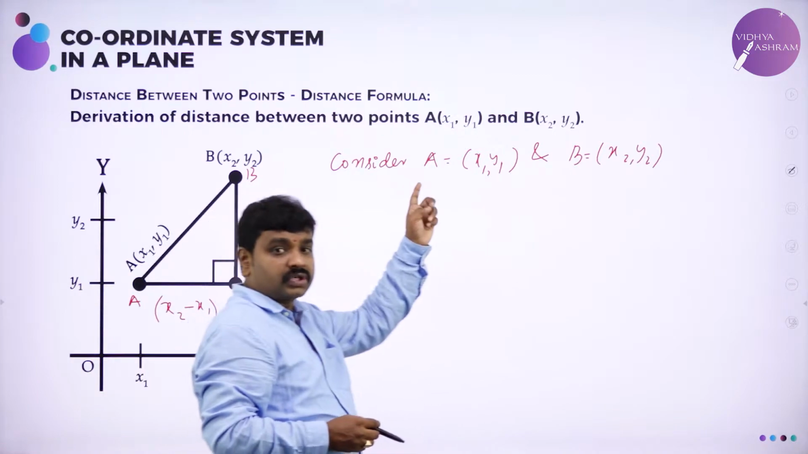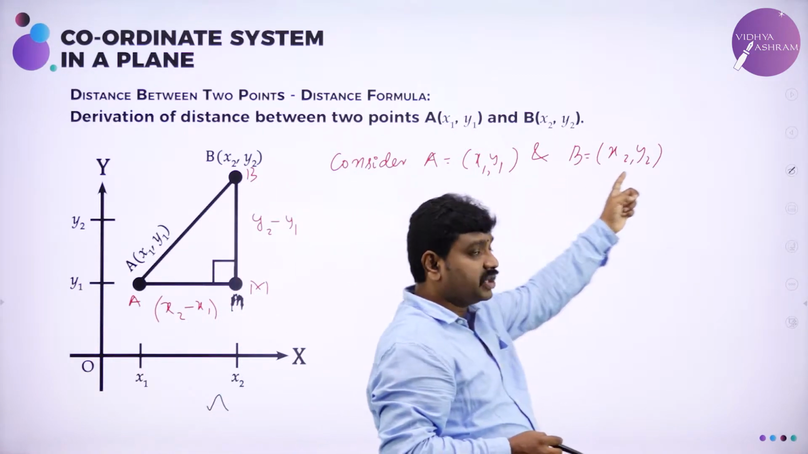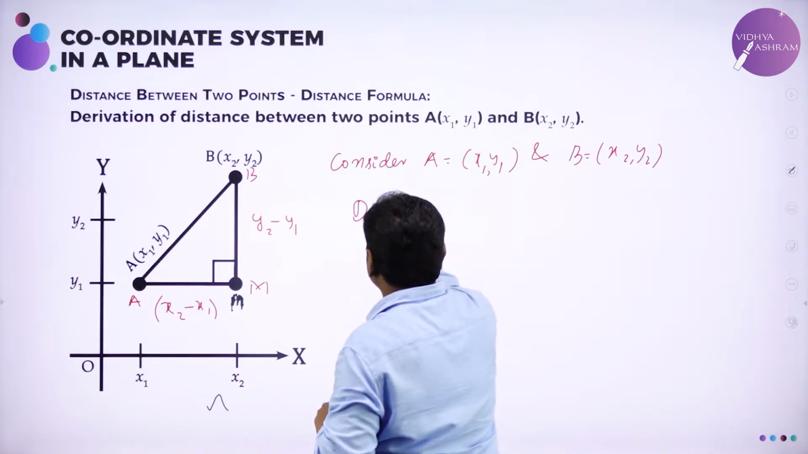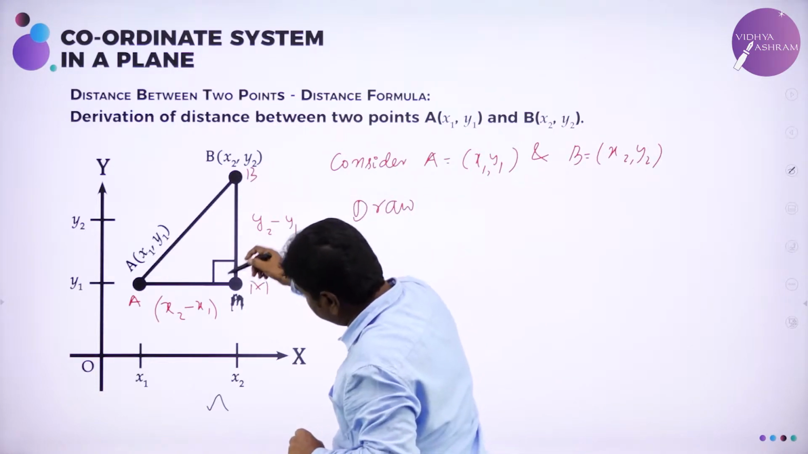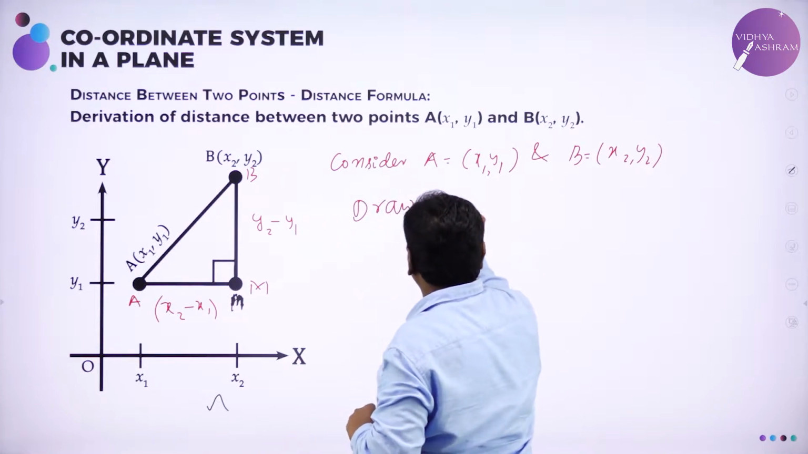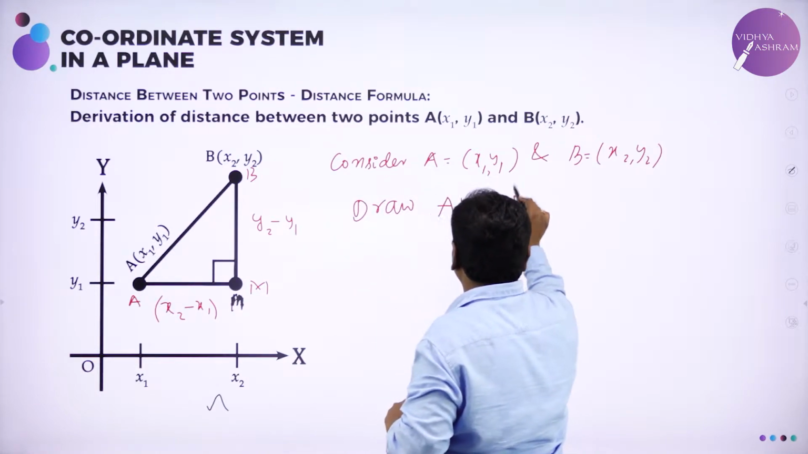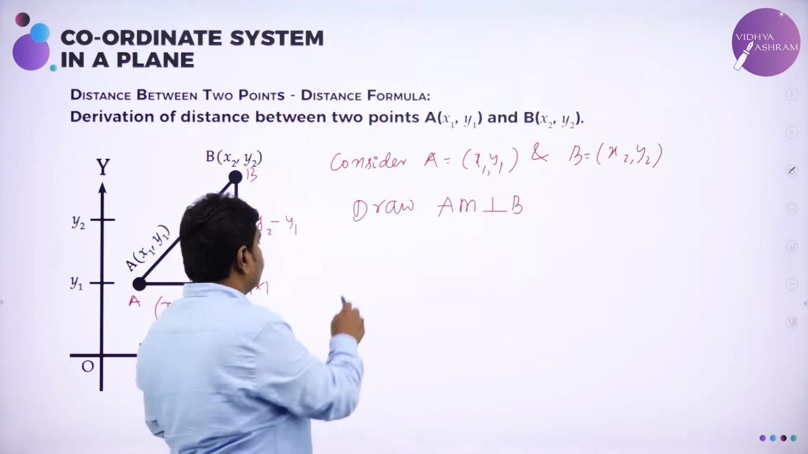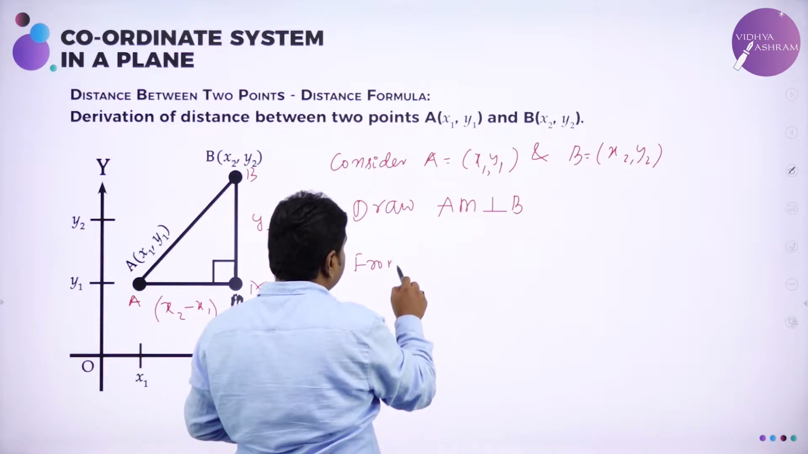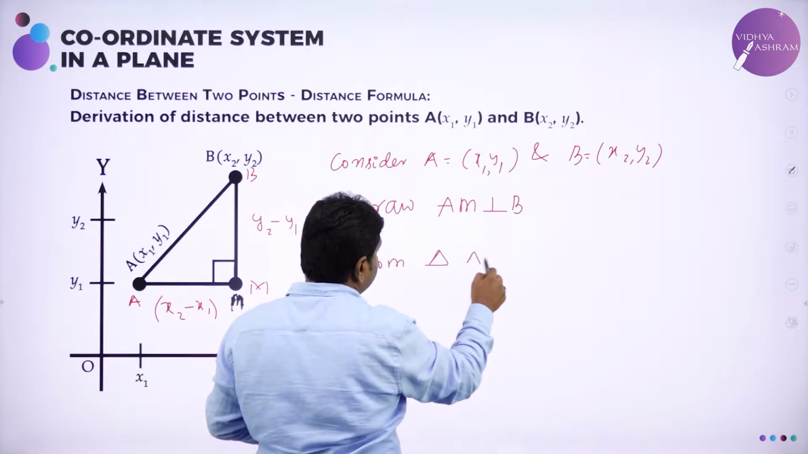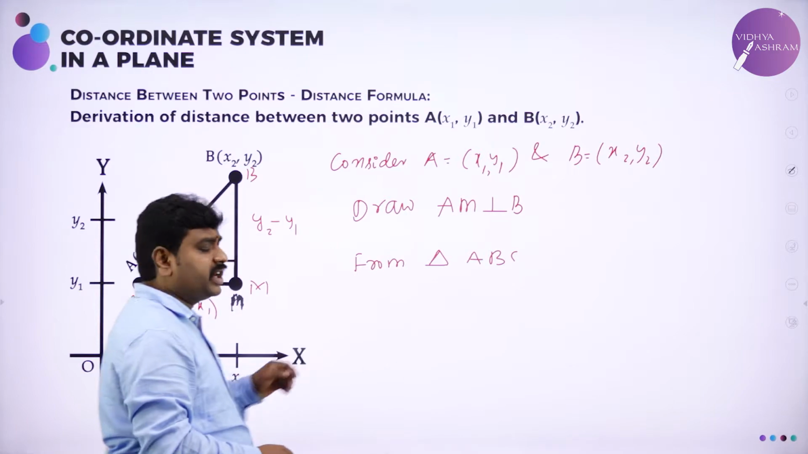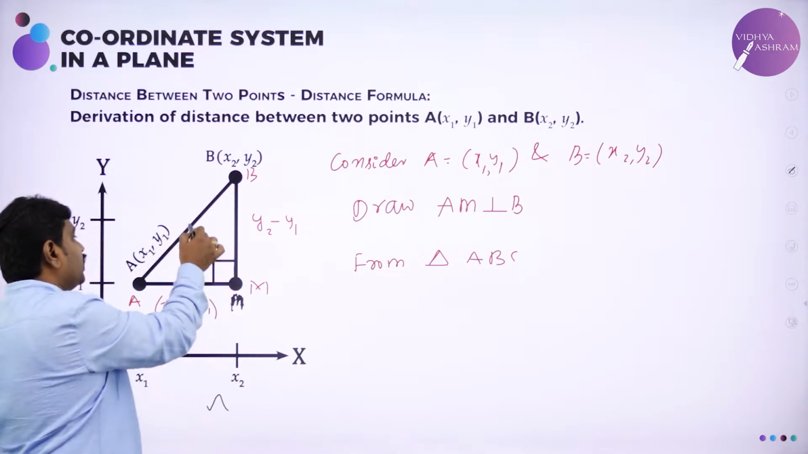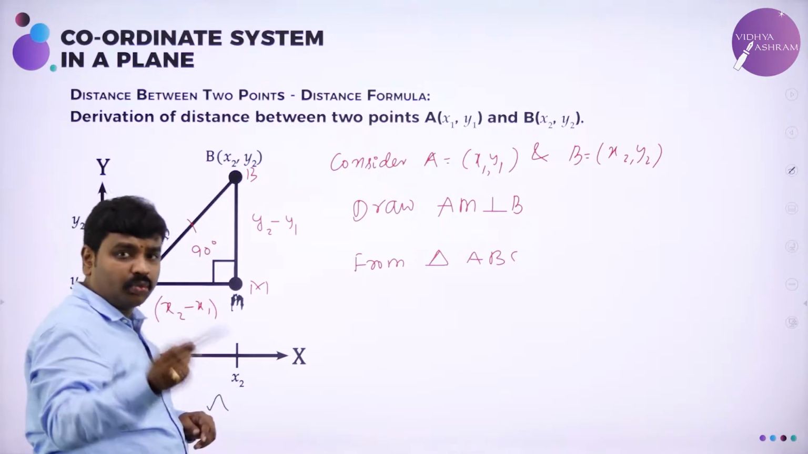Now consider 2 points. One point is A x1 y1, the other point is B x2 y2. After that, what is the extra construction we have done? Draw BM and AM. Draw AM perpendicular to BM. Now you can see one right angle triangle in the diagram. From triangle ABM, you can see one right angle triangle. What is right angle triangle? A triangle in which one of the angles is 90 degrees. Opposite to 90 degrees, we call this as what? Hypotenuse. And you know Pythagoras theorem.